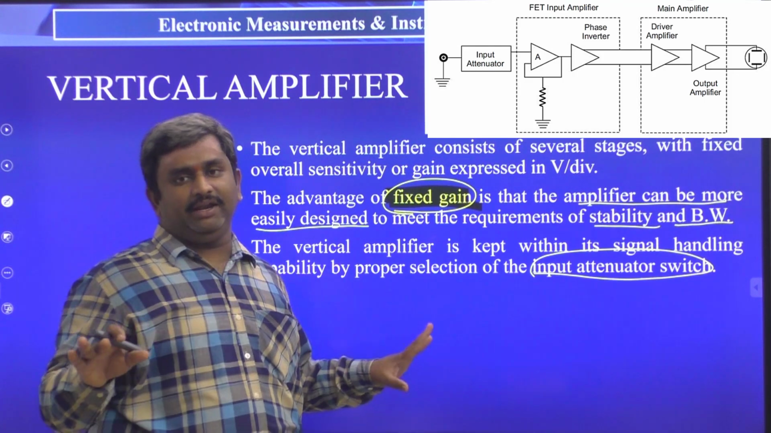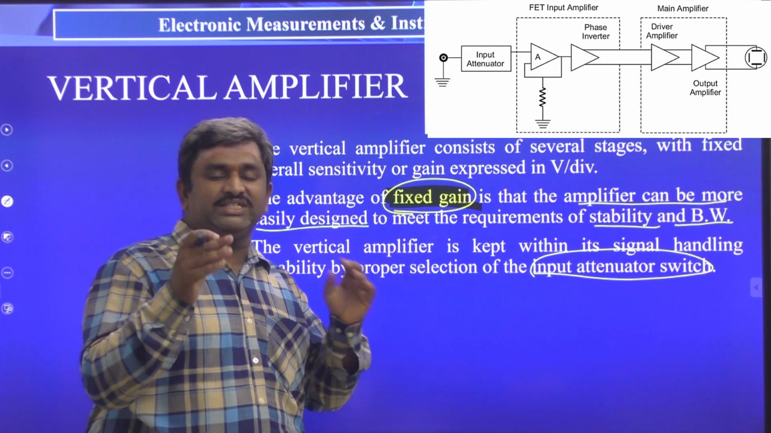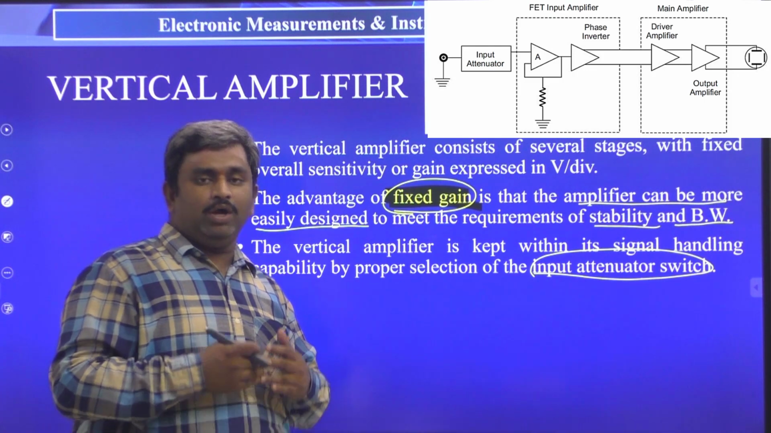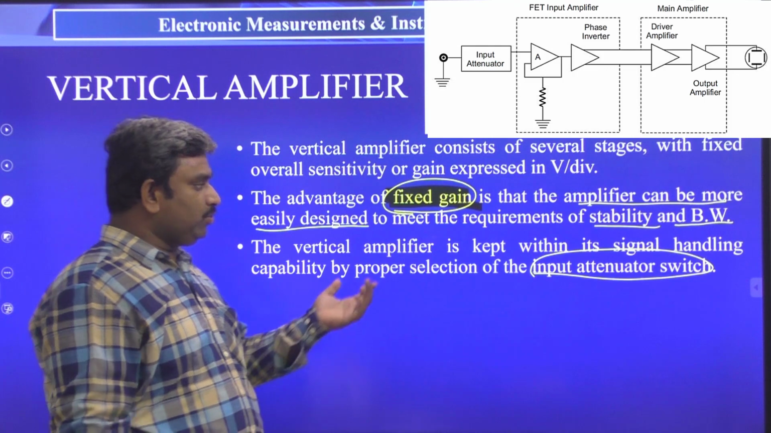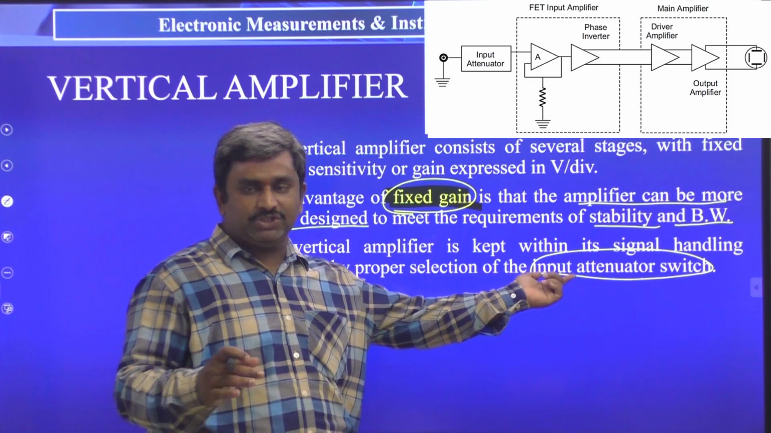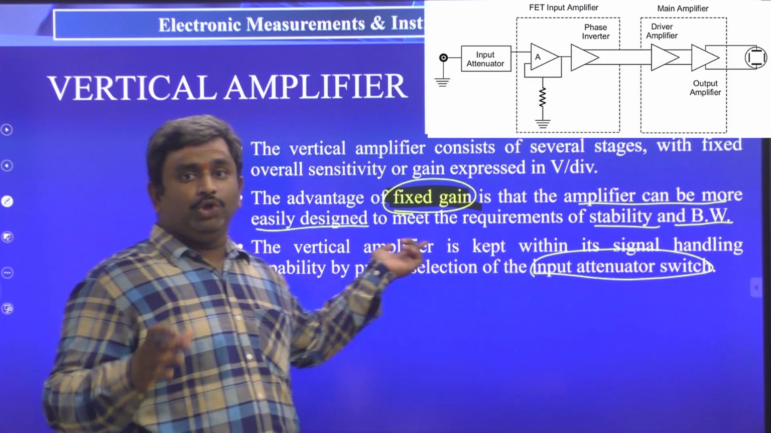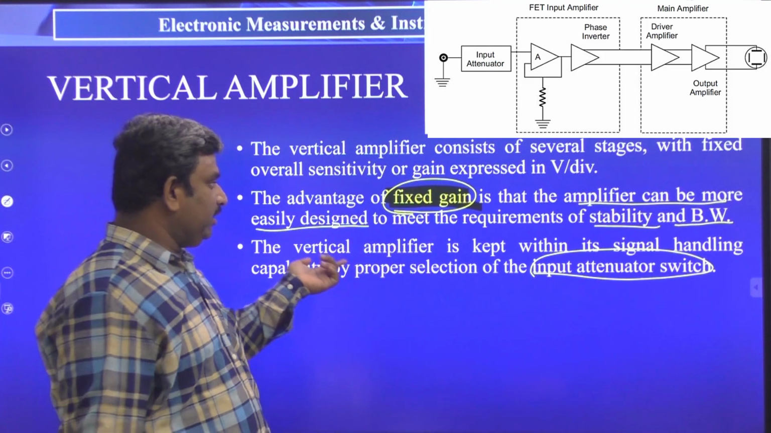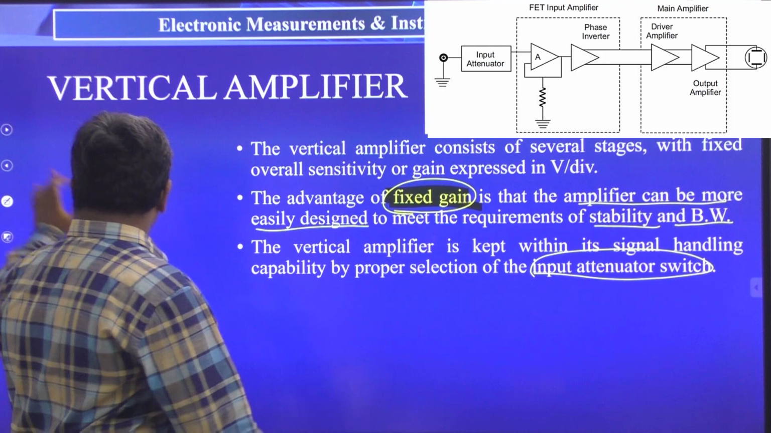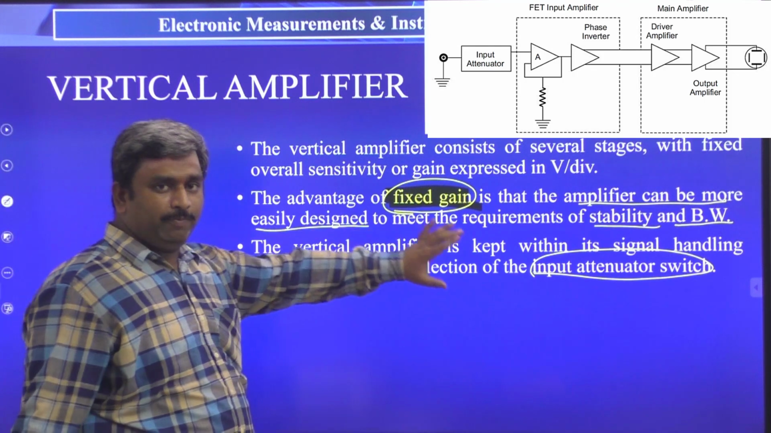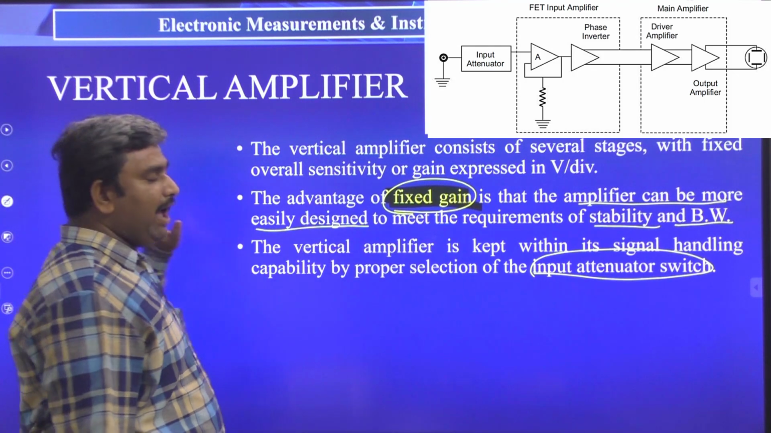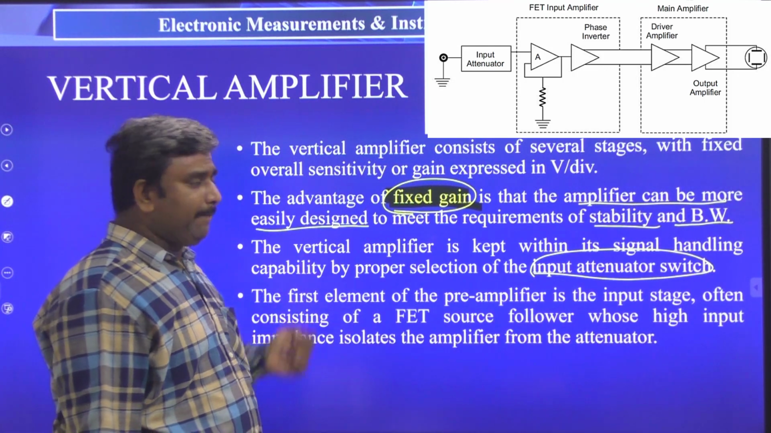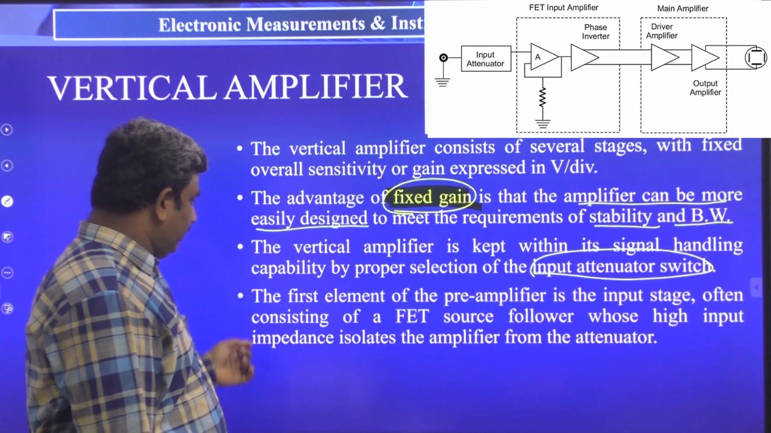If you do not select any attenuator, then your minimum input signal voltage may be 1 volt, 2 volts, or 0.5 volts. So if you select the best attenuation at the input side, you will get the required amplitude of your signal. That is very important. By using this input attenuator switch, we can select the amplitude of the input signal, and that happens at this vertical amplifier.